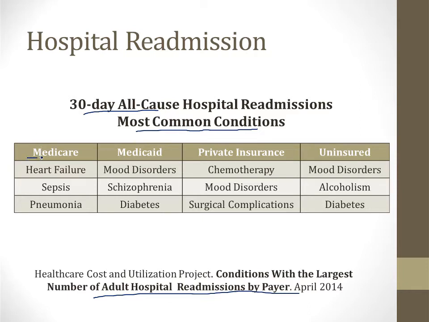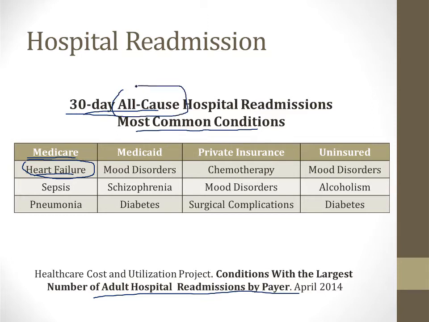So among patients who have Medicare for their health insurance, heart failure had the highest 30-day all-cause readmission rate. And let's make sure you understand what that means. This means that if you are a Medicare patient and you are treated in the hospital for heart failure, you are the most likely type of person to have a readmission to the hospital within 30 days for any reason. That's what the word all cause means.